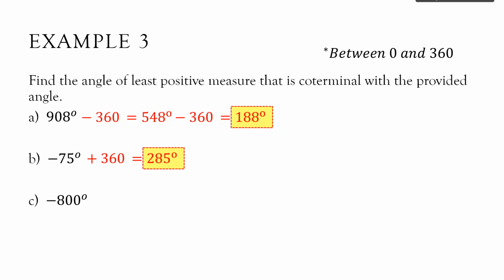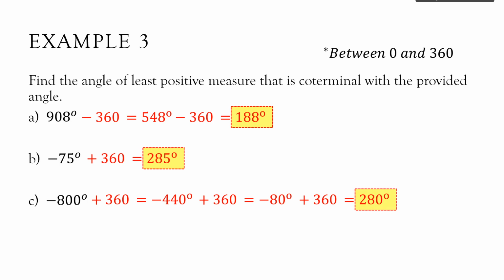Again, I have a negative number. I definitely don't want to subtract 360. That's never going to give me a positive number if I keep on subtracting more. So I'm going to add 360. If I add 360 once, I get negative 440. I'm still negative, so I'm going to add 360 again, giving me negative 80. Still not positive. Let's add 360 again. I finally have a positive number, positive 280. Is positive 280 between 0 and 360? Yes. So I have my final answer for part C.